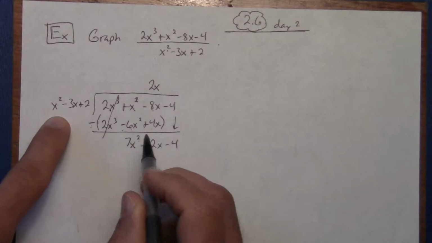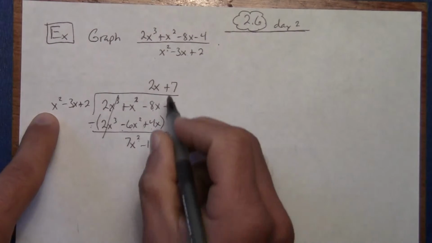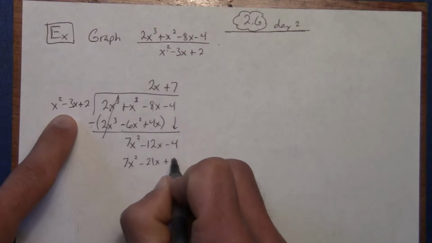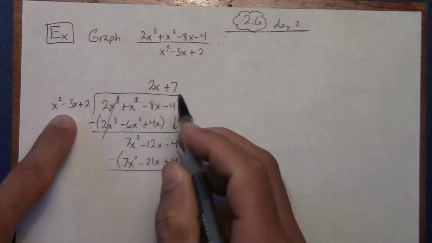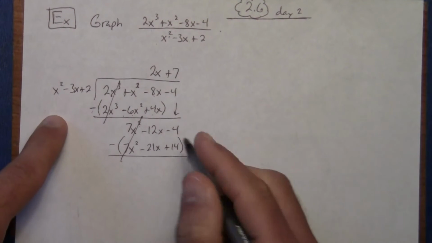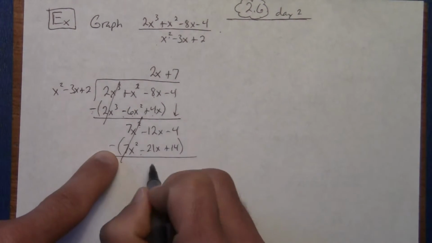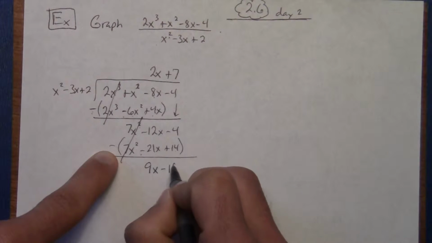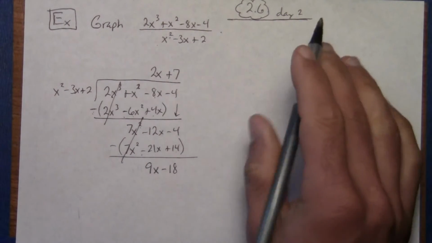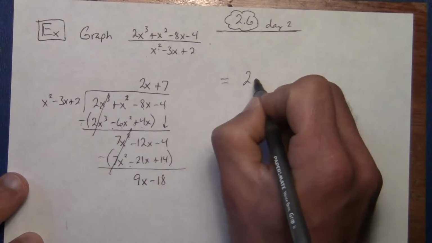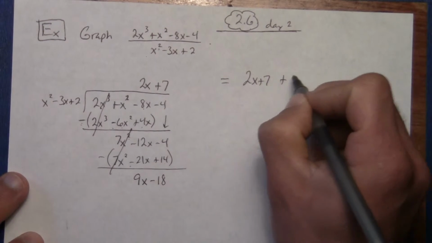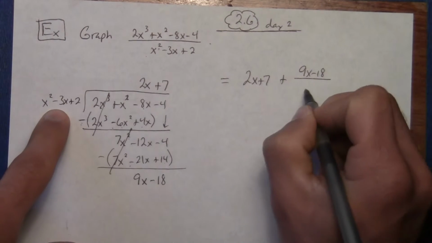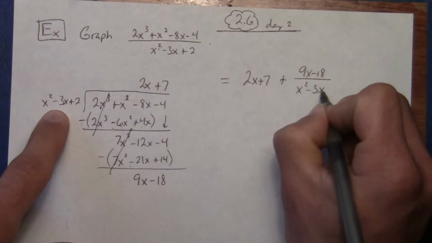Degrees are the same, so I've got one step left. It looks like I'd have to multiply by 7. Distribute the 7, I get 7x squared minus 21x plus 14. Again, quantity subtracted. First terms cancel, they're supposed to. Again, careful with the double negative. This is going to give me a positive 9x and minus 18. So this original function could be written as 2x plus 7 plus, the remainder was 9x minus 18 over, I originally am dividing by x squared minus 3x plus 2.